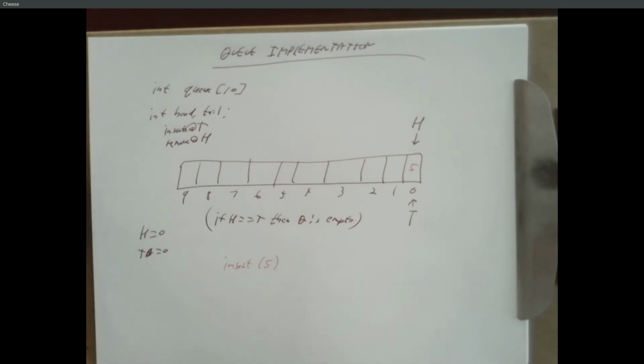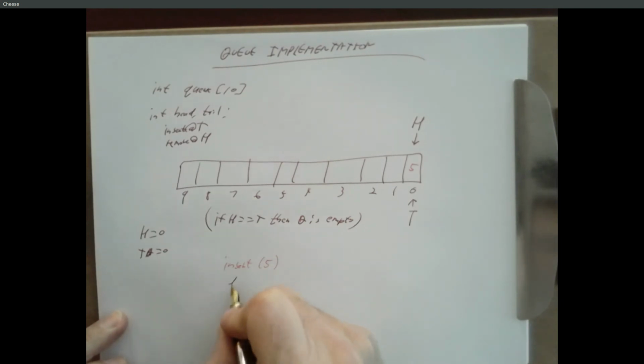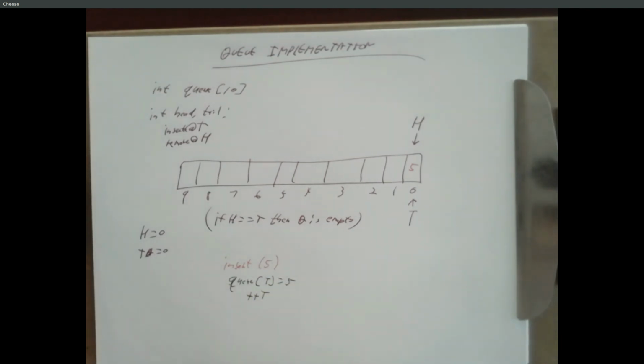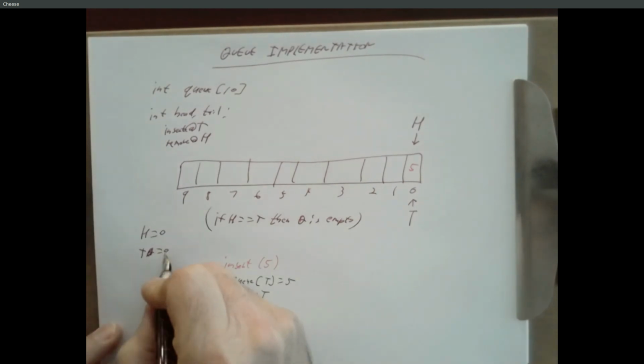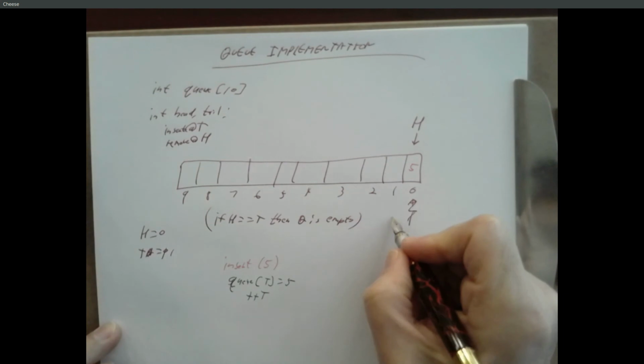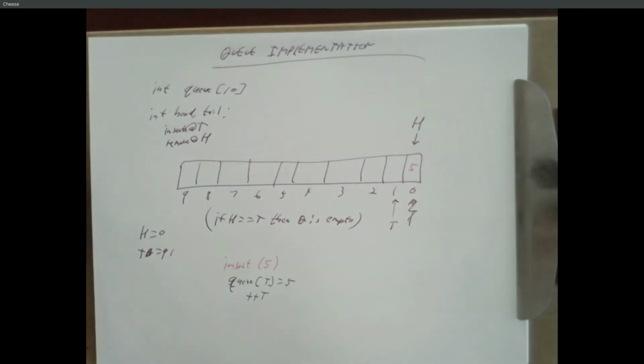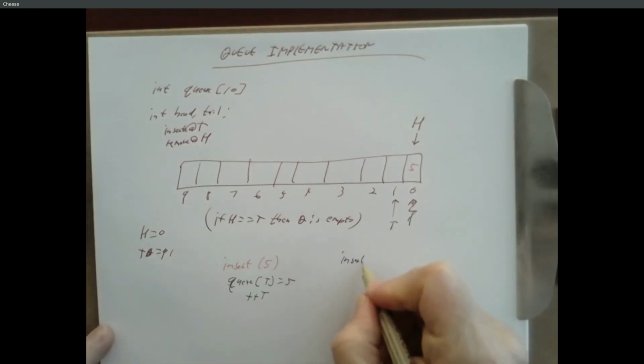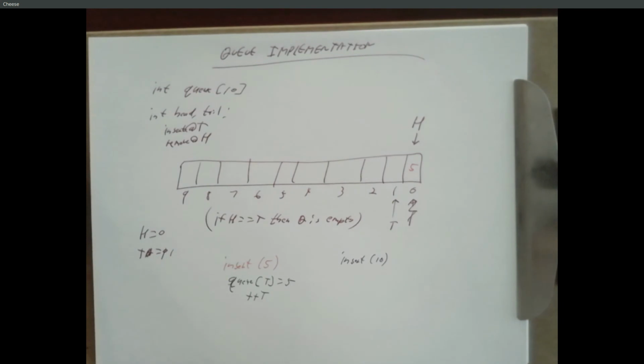So insert 5. What are we doing? Copy. So q bracket tail equals 5, and then increment the tail. So tail becomes 1, and now our tail is pointing right here. Okay, let's insert a 10. We put the 10 right here. Why? Because that's where the tail is. So same thing, q bracket tail equals 10, increment the tail.